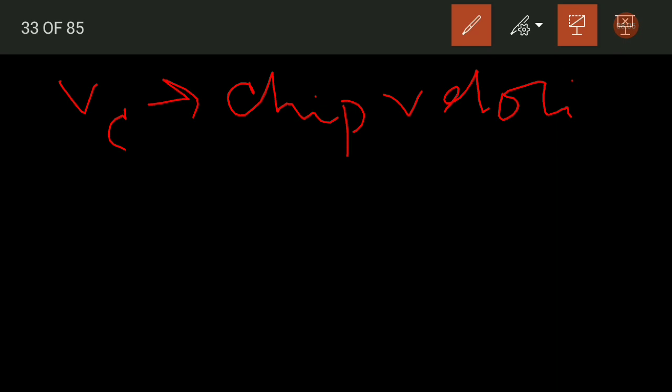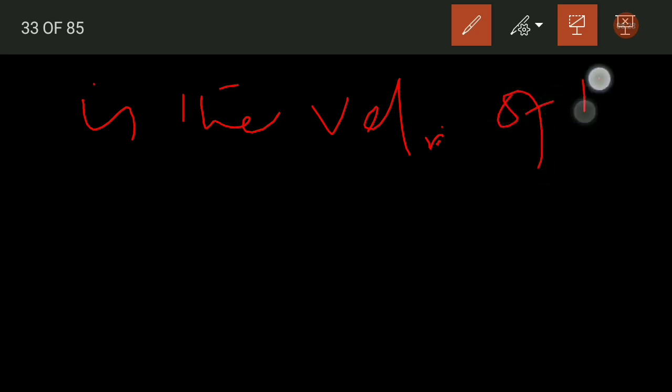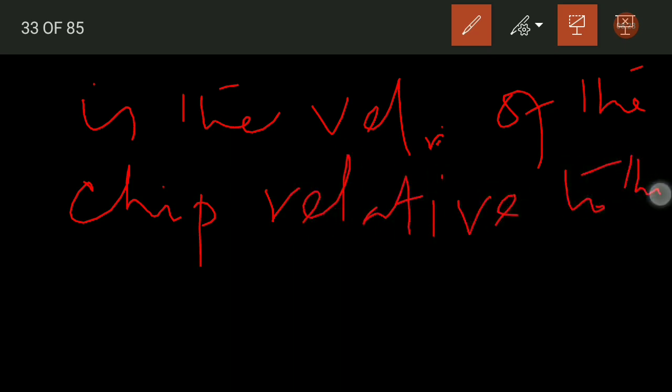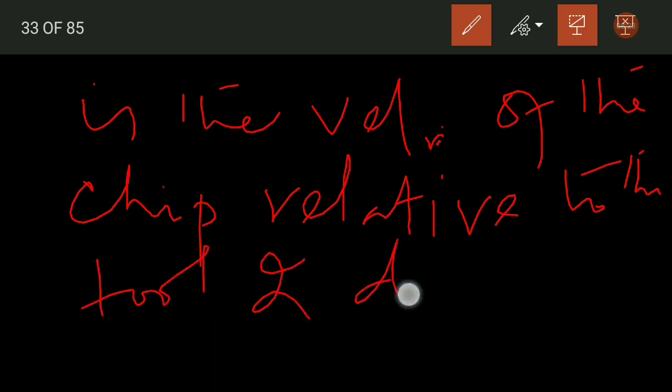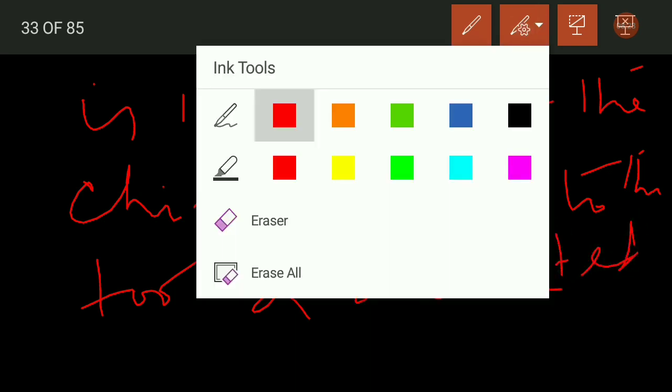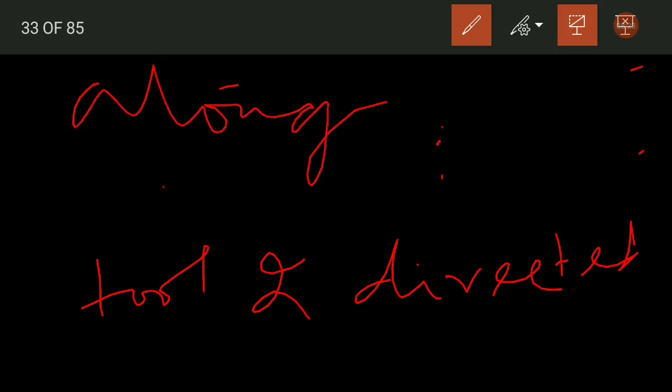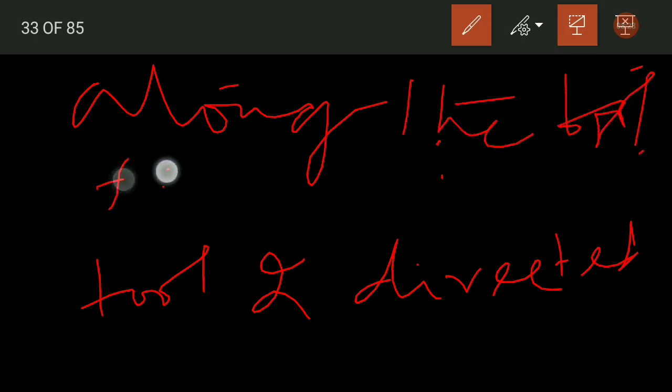You must take a note that Vc is the chip velocity, the velocity of the chip relative to the tool and directed along the tool face. Okay, now the shear velocity.